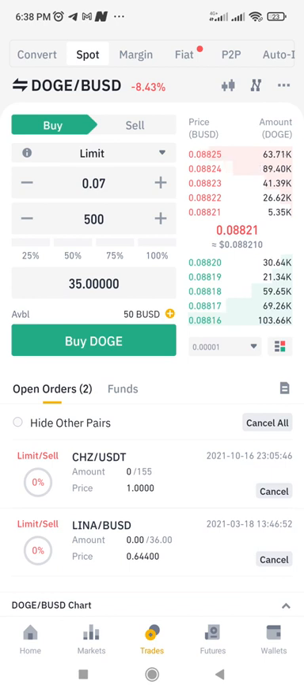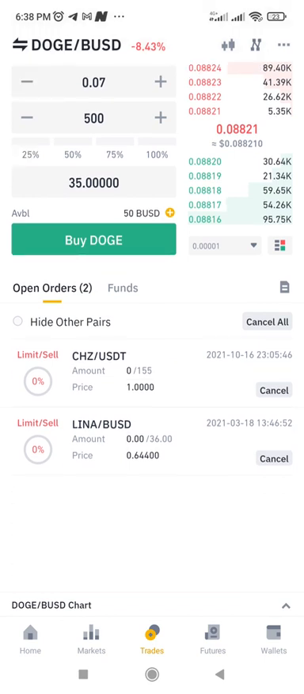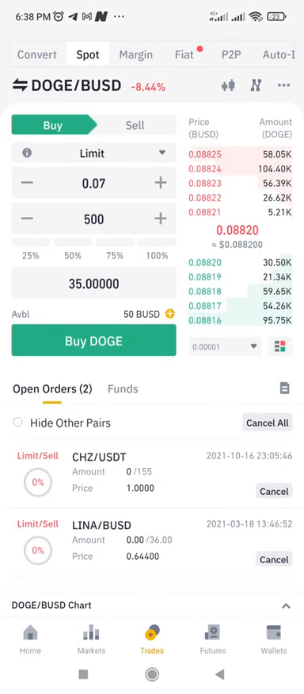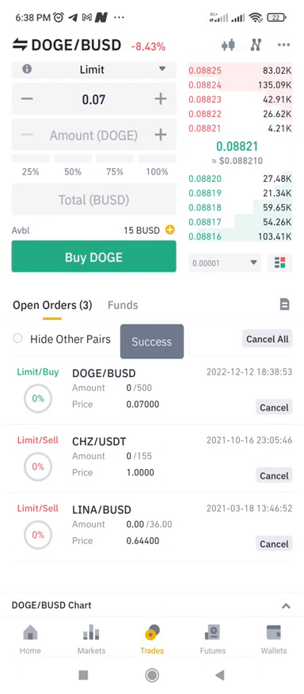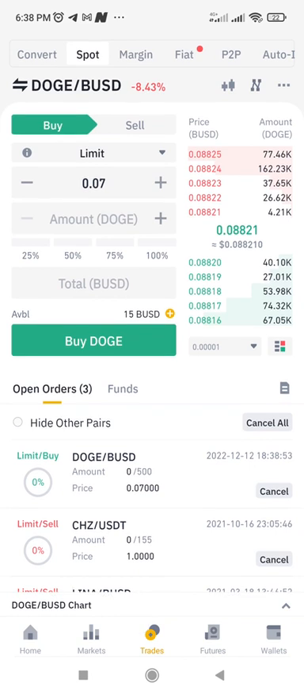When I put it on 500 Doge, what this actually means is that this order of mine is going to be among my open orders, right? I'm going to click on this to show you what I'm talking about. When you click on it, it shows you that you've set this order so that whenever this coin goes down to 0.07, it should buy it for you. That is what this limit order is about.